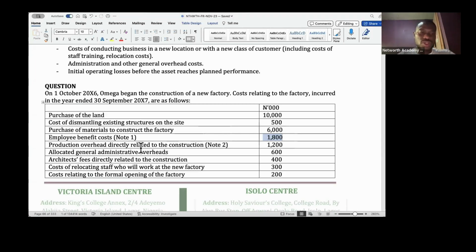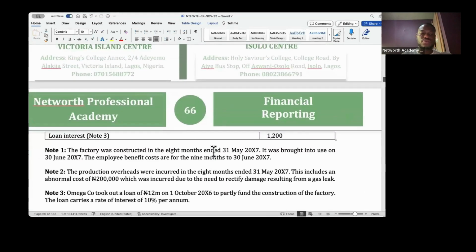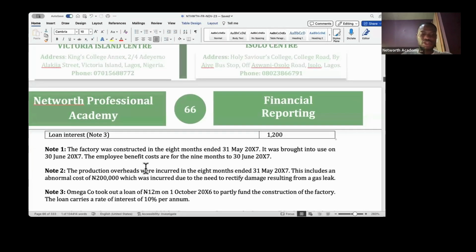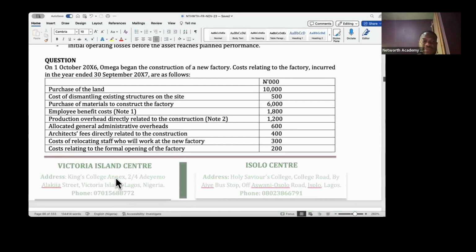All right. The next one is production overhead directly related to the construction. They give us a note. That one is 1.2. Let's look at note 2. They said that the production overhead were incurred in the 8 months ended 31st March 2007. This includes an abnormal cost of 200, which was incurred due to the need to rectify damage. So what are they saying there?